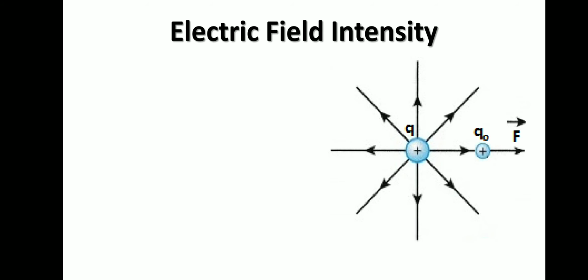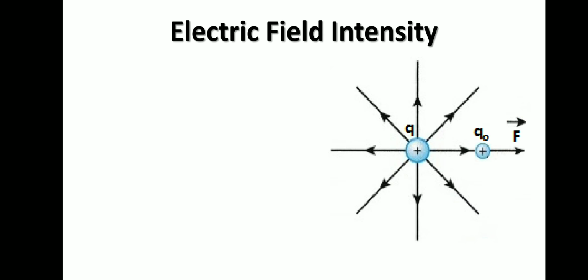Moving ahead with the electric field intensity. What is this electric field intensity? Let's discuss. Let us consider a positive charge Q. In the electric field of this charge positive Q, there is another charge, the test charge Q0, which is also a positive charge. So there will be a kind of repulsive force between them, and this charge Q0 will be repelled with a force F.